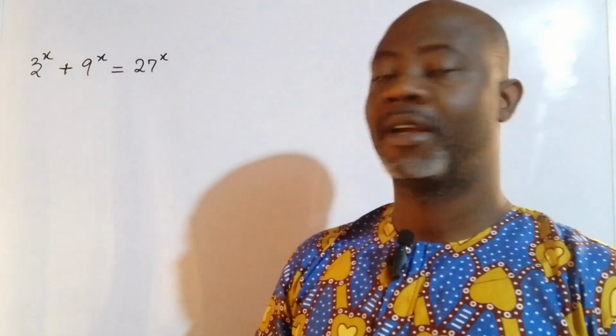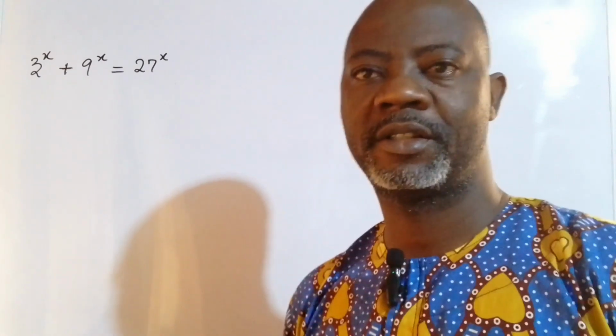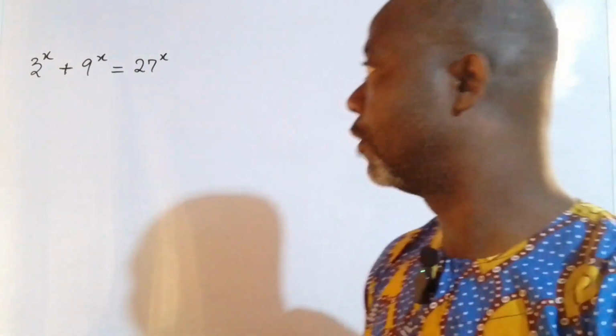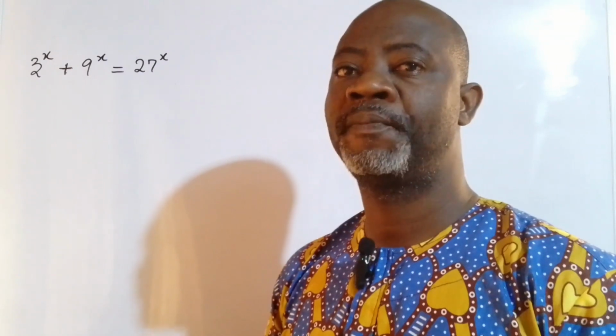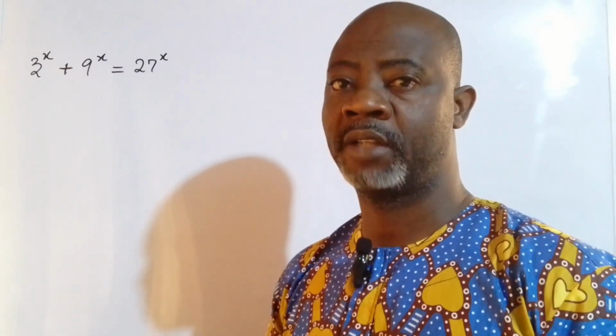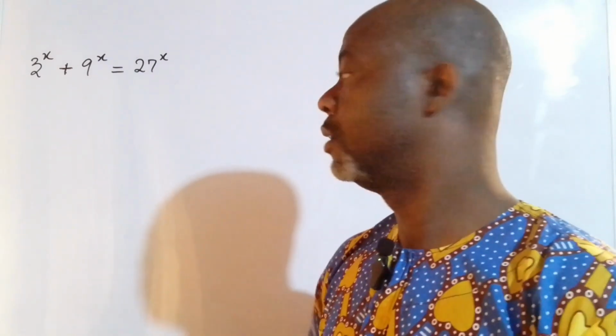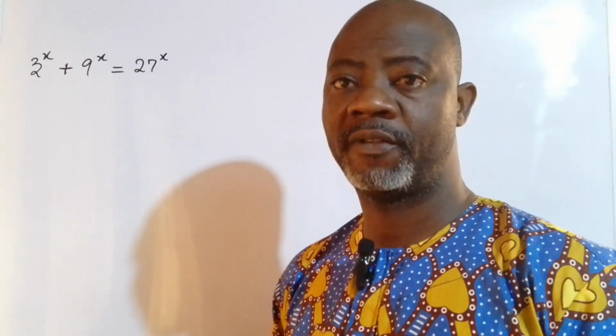I have this very interesting exponential equation on the board: 3 to the power of x plus 9 to the power of x equal to 27 to the power of x. So how do we solve this to get our value of x? We are actually looking for the real values of x, right? So for that, we are going to solve this for the real values of x.